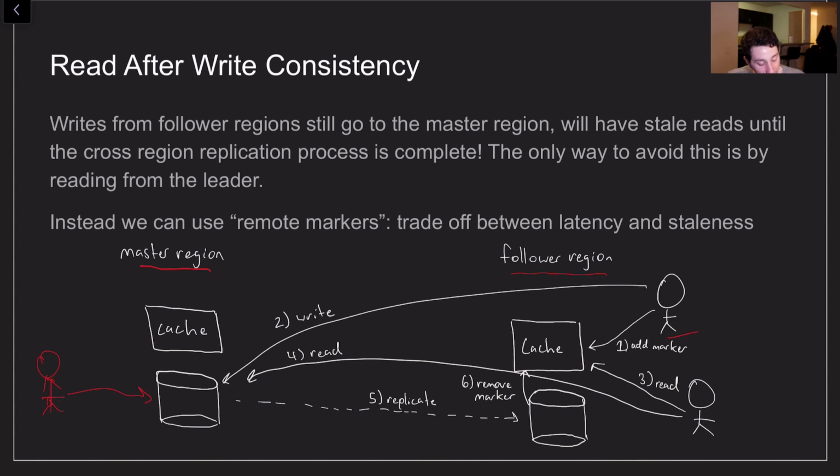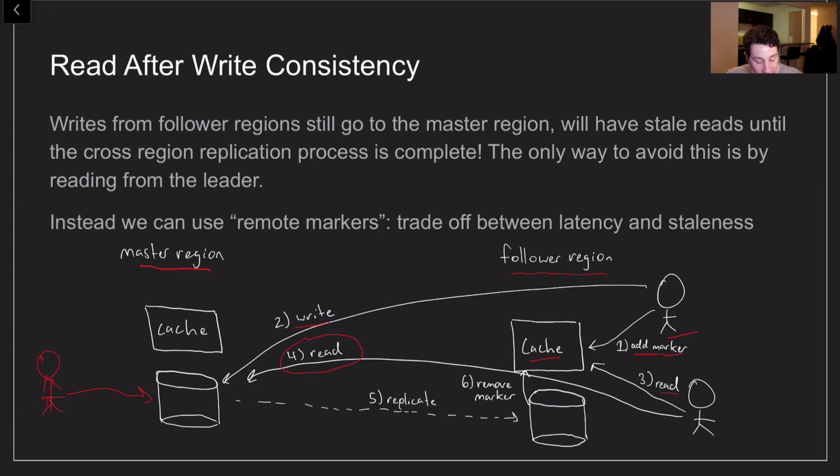So if I'm writing to the follower region, I'm going to add a remote marker into the cache that basically says, hey, I'm going to write this key right now. And as we know, all writes, because this is single leader replication, have to go to the master region. So this comes over here. Now, what this means is that if I am a different client in the same region that's trying to read the value for that key, I'm going to go to the cache. I'm going to see, hey, I know this thing is being overwritten, so I can go ahead and read it from the master region instead.